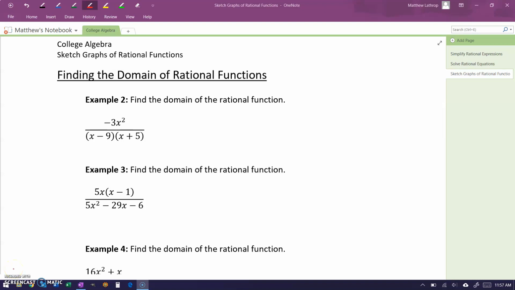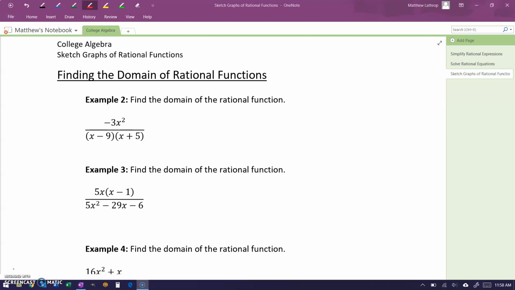In the last example, we looked at a graph of a rational function to identify the domain and asymptotes, amongst other things. Now we want to look at how we can do that just by investigating a given rational function itself. So in example 2, we have the rational function negative 3x squared over the quantity x minus 9 times the quantity x plus 5.